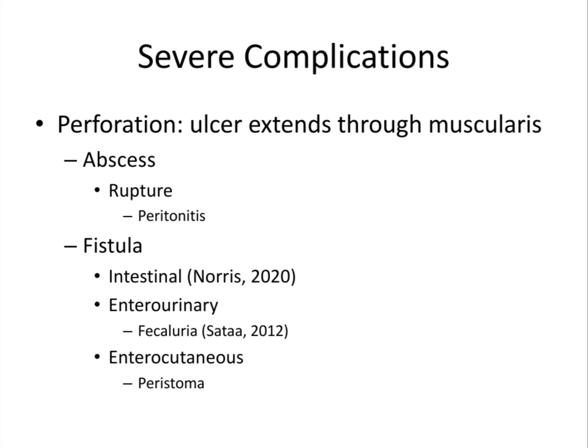A fistula may be enterocutaneous. This can result in a peristomal opening, which is an opening from the intestine to the skin. A stoma may also be a surgical method of treatment to bypass the intestines when there is significant damage.